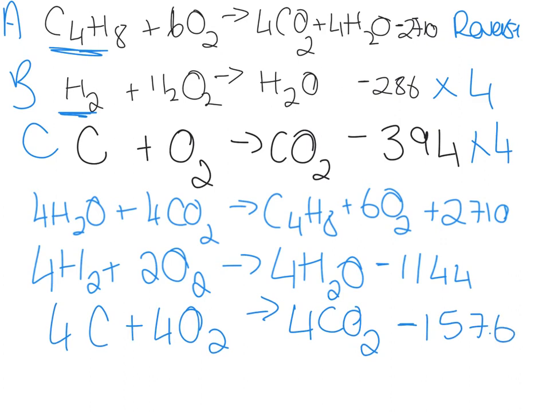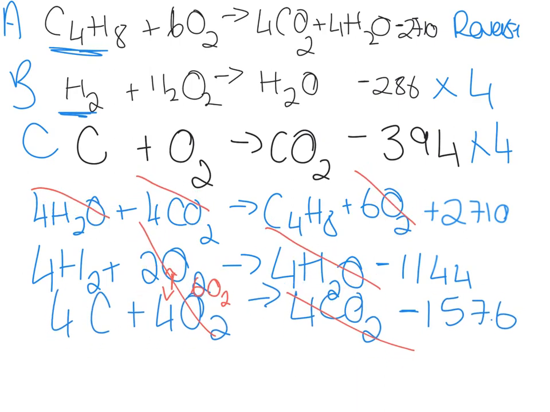Now if we have done this right, by adding up what's on the left and right hand side and cancelling excess things out, we should be left with the equation that we want. So on the left hand side I have 4H2O, I also have 4H2O on the right hand side. I have 4CO2 on the left hand side, I also have 4CO2 on the right hand side. I have 2 plus 4, which is 6 O2 on the left hand side, and I have 6 O2 on the right hand side.